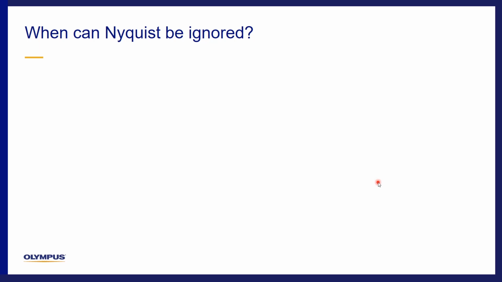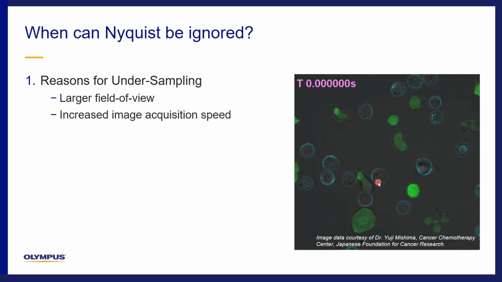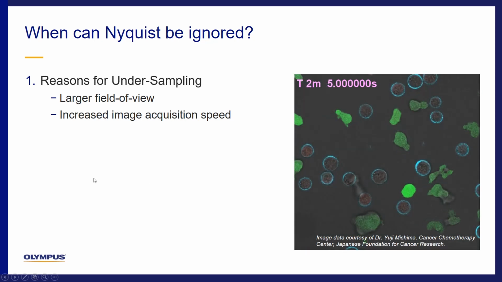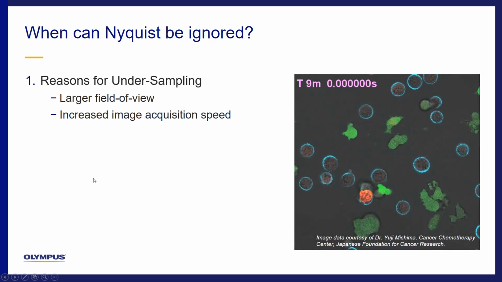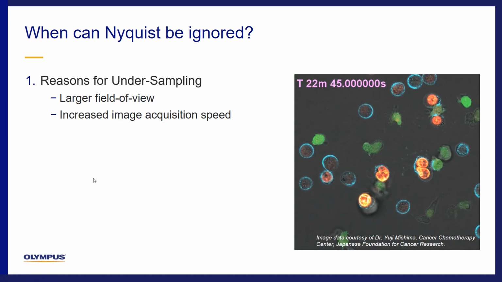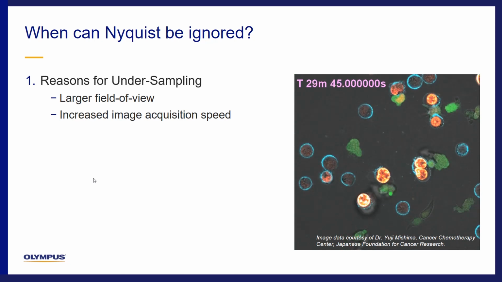Now, when can we ignore Nyquist? We can't. Nyquist is ideal, but there are some instances where it's not necessary. So when do we want to undersample an image? Well, we can use undersampling as a mechanism to get a larger field of view, and also to get increased acquisition speed. So as an example, if we look at this image here, this is an example of an investigator looking at cancer cells get attacked by immune cells here, and he needed a large field of view so that he could see numerous cells during the course of the time series.